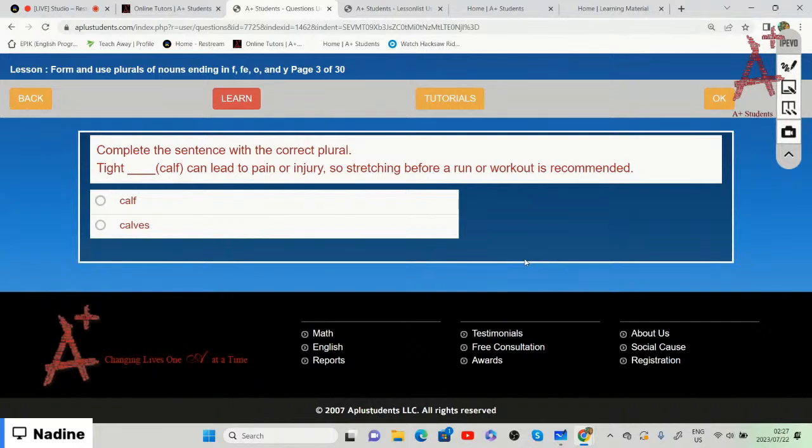So which means that it does not stay the same. Calf doesn't stay calf. We need to drop the f and add the ves, which is calves, right? Calves can lead to pain or injuries, so stretching before a run or workout is recommended. So calves.